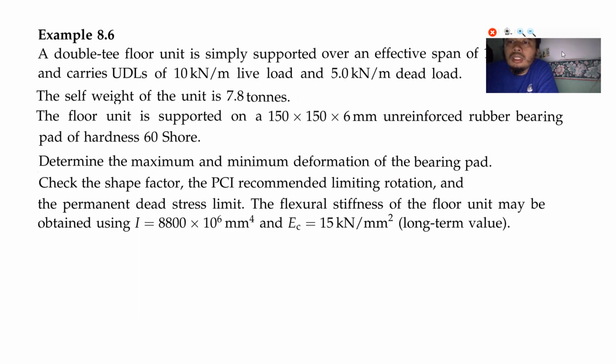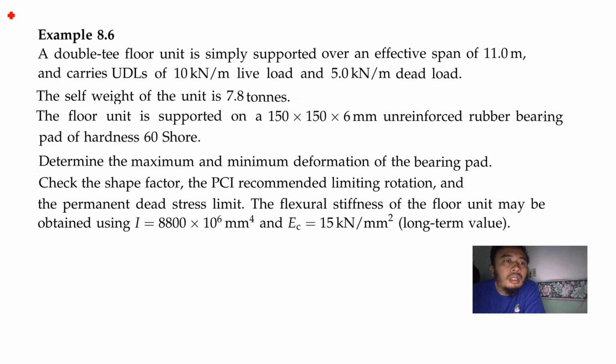So let's take a look at an example here. Example 8.6, a double T floor. It is a double T floor unit simply supported over an effective span of 11 meters, carrying uniformly distributed loads of 10 kilonewton per meter live load and 5 kilonewton per meter dead load. The self weight of the unit is 7.8 tons, so 7,800 kilos.